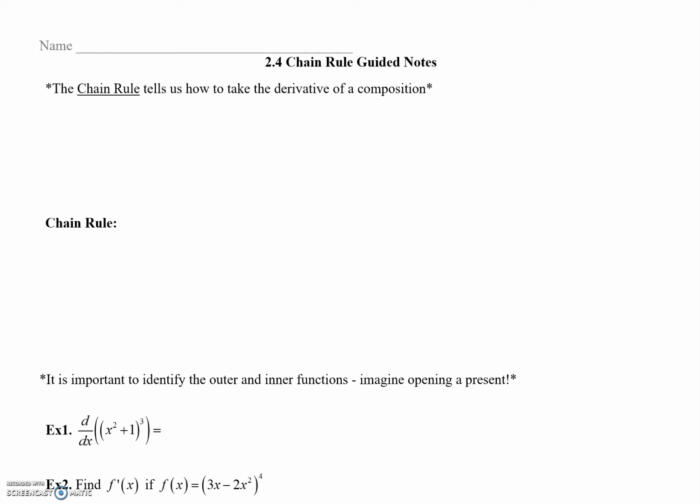So let's get started. First thing we need to talk about is what the chain rule is used for. The chain rule tells us how to take the derivative of a composition. We've seen compositions of functions since Algebra 2, but as a reminder, a composition might look like (x + 1) cubed. That is a composition because I have a function within another function. My function x + 1 is my inner function, and the cubing is my outer function. We often see compositions with roots, whether it's a square root or a cube root.